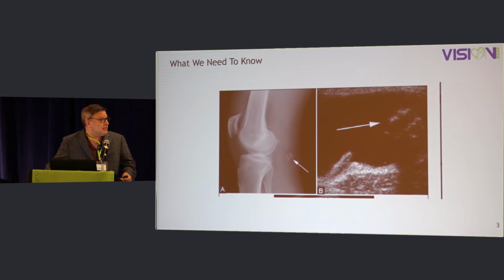So this is a classic x-ray of a knee with some calcification behind it and a large cystic mass, sonolucent, hypoechoic or anechoic with some internal echoes. This is a Baker cyst.